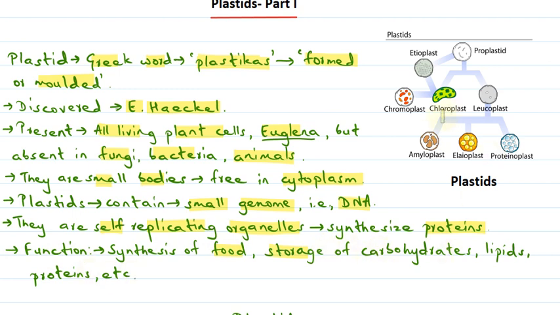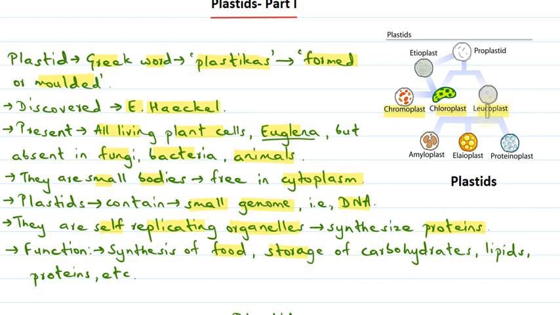Then these plastids can be of three different types based on the structure, pigments and their functions. These three different types of plastids are chromoplast, chloroplast and leucoplast. Chromoplasts are colored plastids except they do not have green color, and they are responsible for imparting color to the different parts of the plants. Then there is chloroplast, the green colored plastid, which helps in performing photosynthesis in plants.